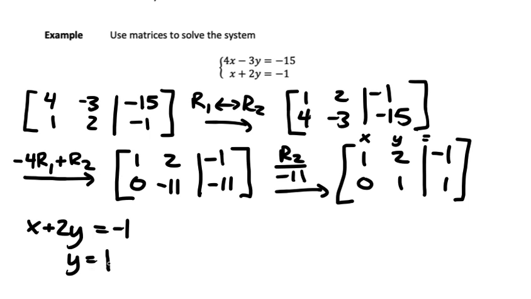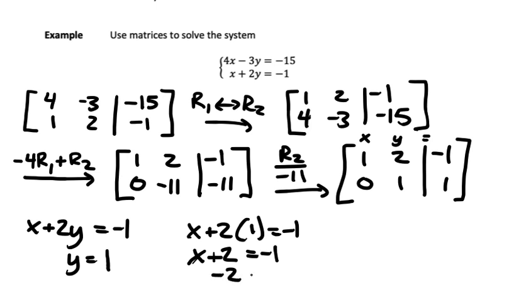And now I can substitute in order to find the value of x. So I can plug in 1 for y and solve. That's x plus 2 equals negative 1. And I can subtract 2 from both sides and get x equals negative 3. So my answer is the point negative 3, comma 1.